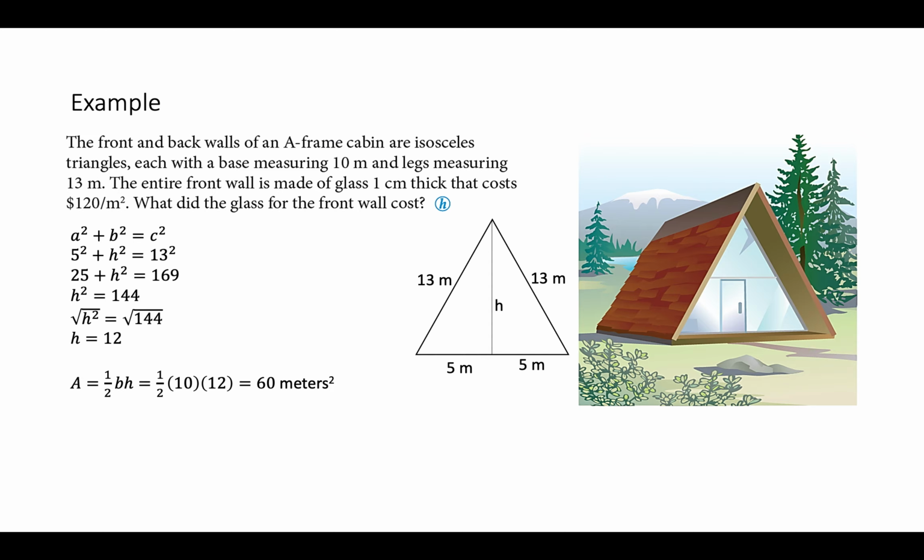So if we're then going to calculate the area of the glass, we can use the area for a triangle, 1/2 the base times the height. That's the area formula for a triangle. The entire base is 10 meters, so plug in 10 for the base, and then 12 for the height. So 1/2 base times height, that's 60 meters squared being the units. Now they told us that for every meter squared, it costs $120. So $120 per meter squared, and we have 60 meters squared. So we multiply 120 and 60, and we get $7,200.